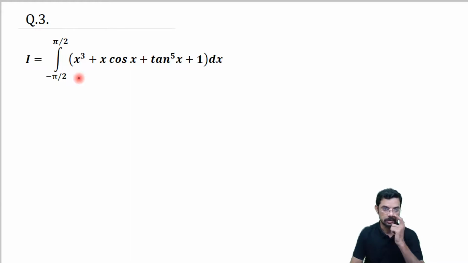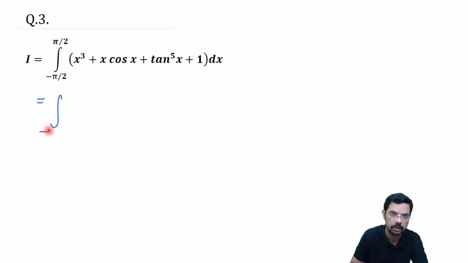Look at this question. In this question, x raised to 3 is an odd function, x into cos x is an odd function, tan raised to 5x is again an odd function. You can check for yourself. When you put tan of minus x, it is minus tan of x, and minus will come out as common. Cos is an even function, but x is an odd function, so therefore it takes minus outside. But for 1, we cannot say anything about 1. So let us separate this thing.